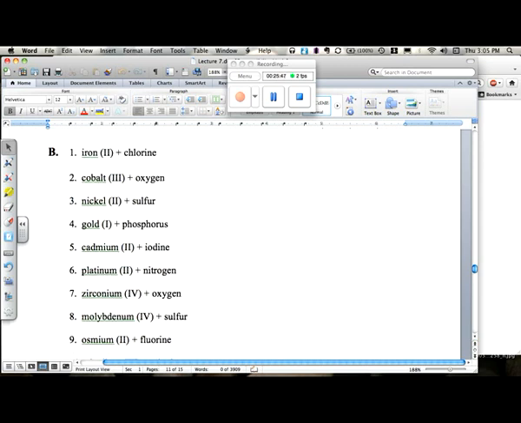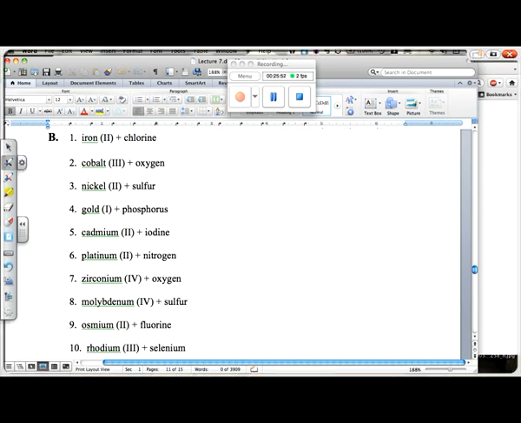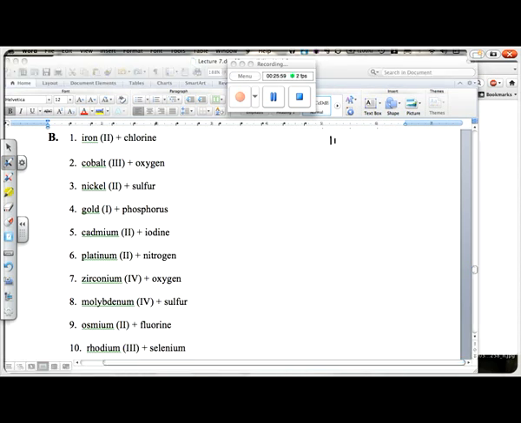Now in group B, we have the Roman numerals for our transition metals. So remember, it is the charge on the metal. So we're going to call this iron. Well, the name is going to be iron 2, I put the Roman numeral in the name, but not in the formula, chloride. All right, so the only thing that changes here is in the name, I insert that Roman numeral. That Roman numeral tells me that iron is a +2. Makes it easy.